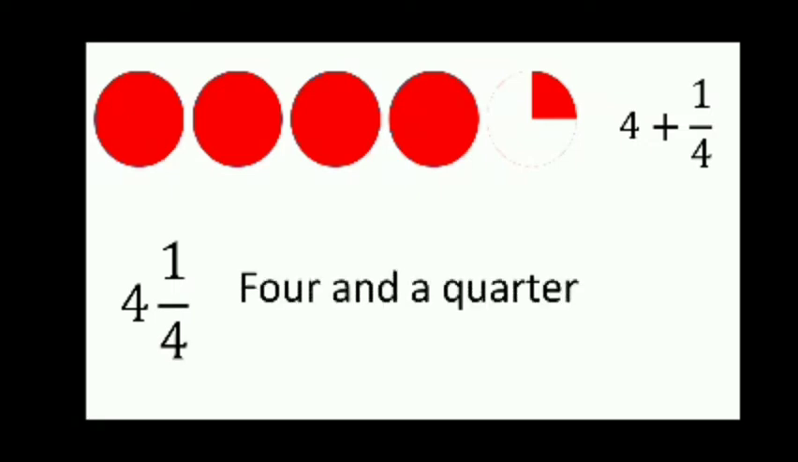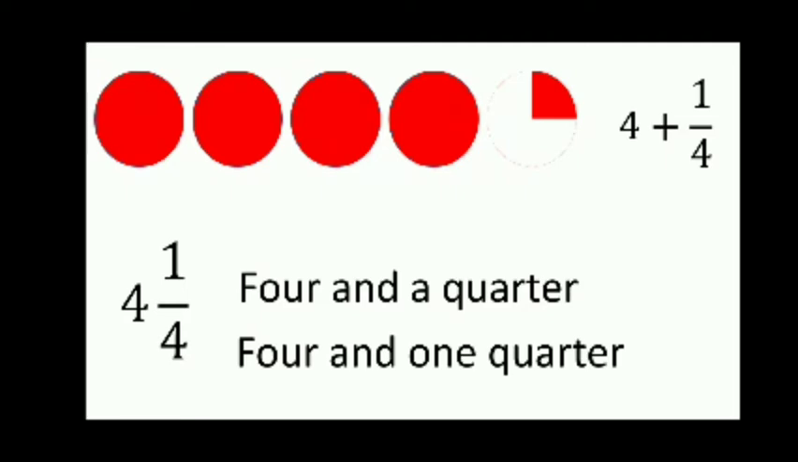Next one, how many whole circles can you see? Yes, there are 4 whole circles or 4 full circles, and the fifth circle is a quarter. So 4 plus quarter. Now when we write it as a mixed fraction, we write it as 4 1/4. Now you can write it in 2 different ways: 4 and 1/4, or you can also write it as 4 and a quarter. Both are the same.